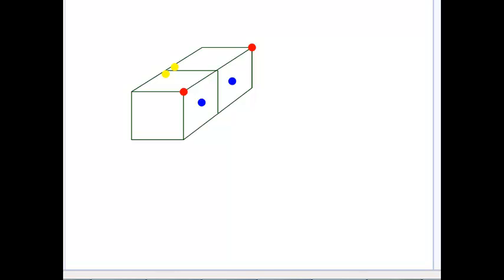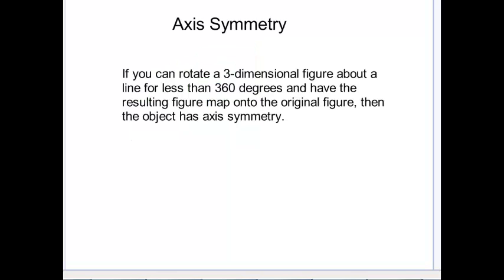The other type of symmetry that we want to take a look at in this lesson is known as axis symmetry. Axis symmetry says if you can take a three-dimensional figure and rotate it about a line for less than 360 degrees, and at some point have that resulting figure map onto the original figure, then the object has axis symmetry. This is a little bit like rotational symmetry was. Rotational symmetry, though, focused on rotating about a point. Here we're going to be rotating about a line called an axis.